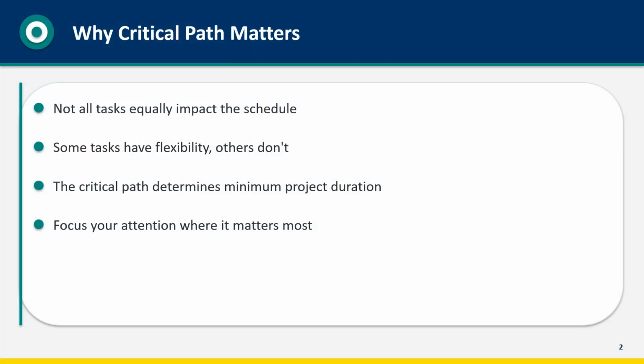Here's the core insight of critical path analysis. Not all tasks equally impact your schedule. Some tasks have flexibility. If they slip a few days, the project still finishes on time. Other tasks have zero flexibility. If they slip at all, the project is delayed. The critical path is the longest sequence of dependent tasks. It determines the minimum possible project duration. By identifying this path, you know exactly where to focus your attention. Problems on the critical path are emergencies. Problems off the critical path might be manageable.